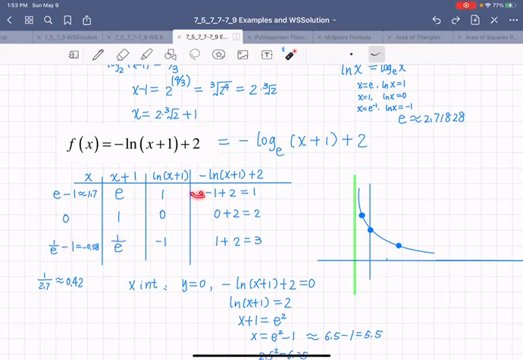And in the other direction, you have the negative of this guy, plus 2. So this is negative 1 plus 2. Here is 0 plus 2. Here is negative of negative 1 plus 2. So you got 1, 2, 3. On the left, you want to know e is how much? e is about 2.71828, okay?